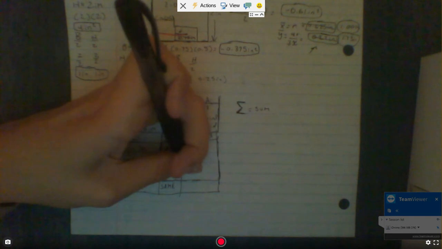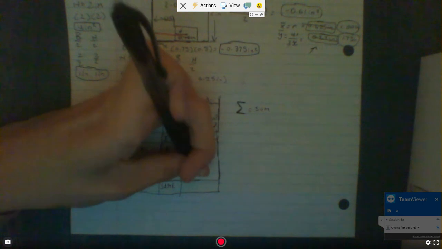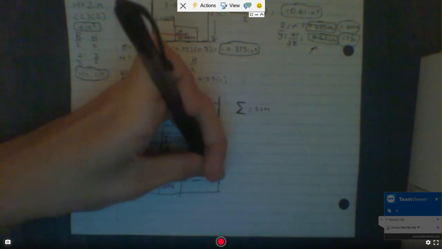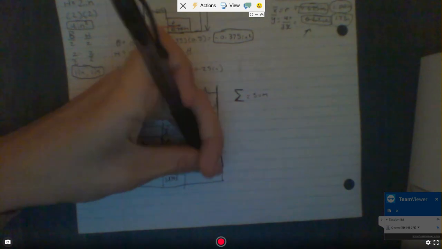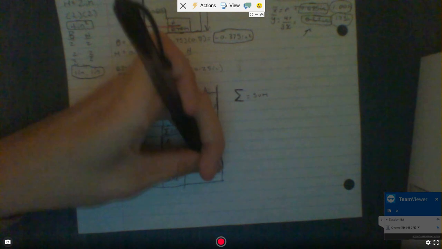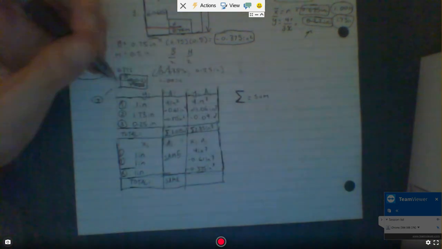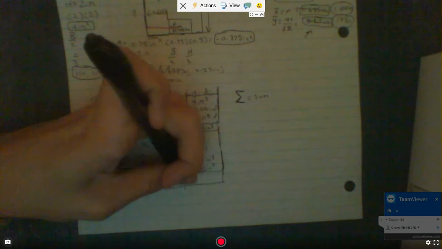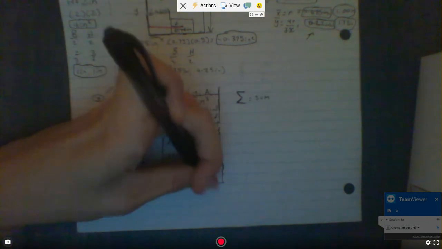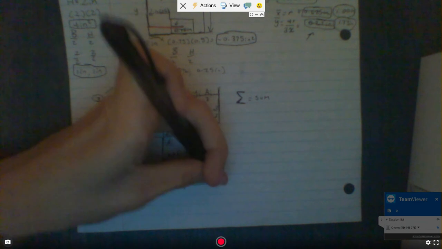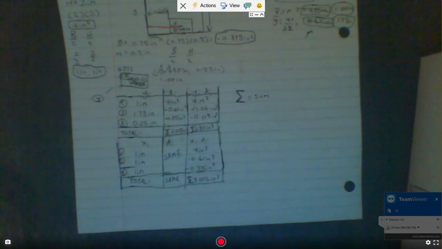And then 0.61 inches cubed, and then 0.375 inches cubed, negative though. So then the sum is still going to be 3.015 inches cubed though. That's the only difference. So there we go. We got the table filled out.